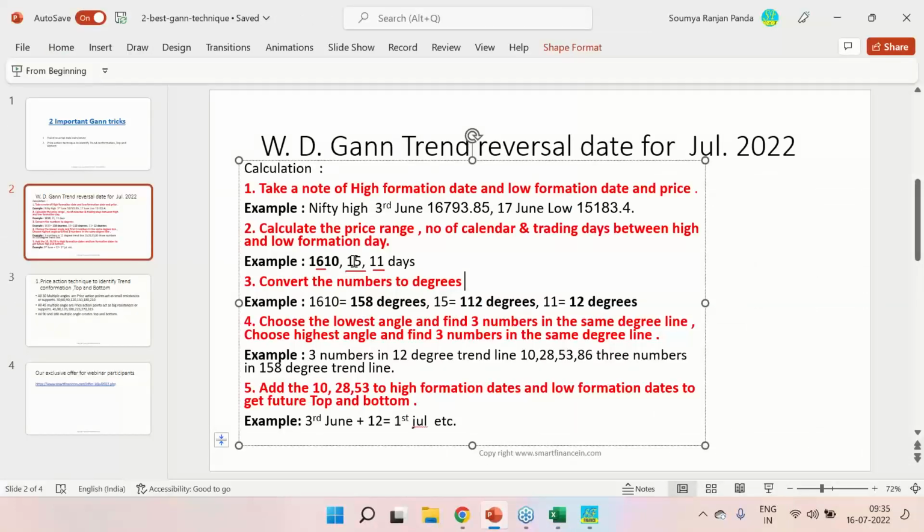So we have converted these 3 processed data to degrees. 1610 becomes 158 degrees, 15 becomes 112 degrees, 11 becomes 12 degrees. So what is the point of converting into degrees? What is the need for degrees?